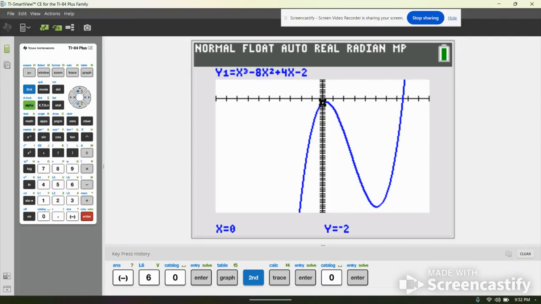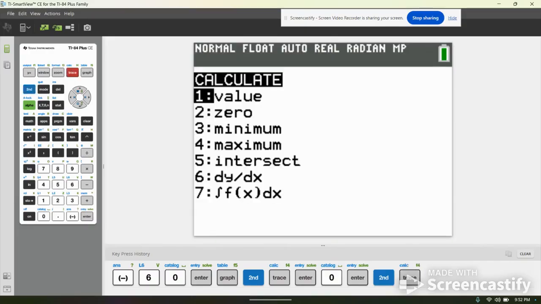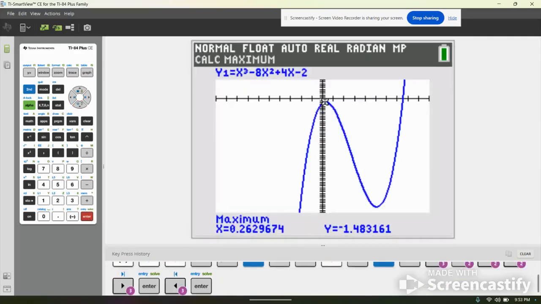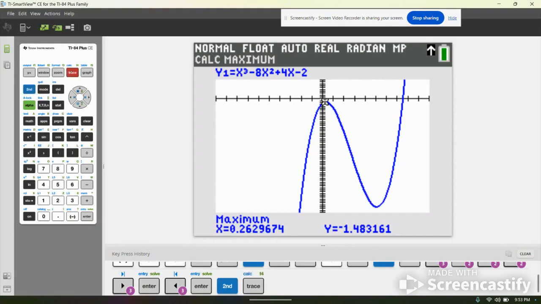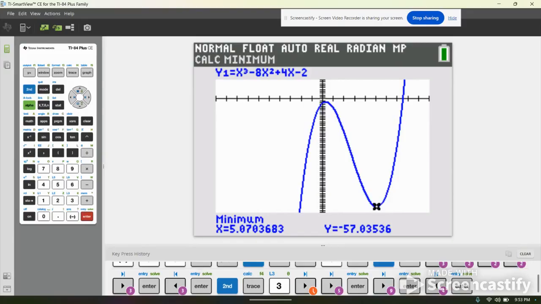So the y-intercept is not the maximum moment here, so we have to go back into second, calc. Let's find our maximum. So then let's find our minimum. Second, calc, go to minimum, and there is our minimum. The last thing that we need to find, or one of the last things we need to find, is a 0. It doesn't matter when you find these things. I'm just showing you the keystrokes to be able to refresh your memory on how to find these things.